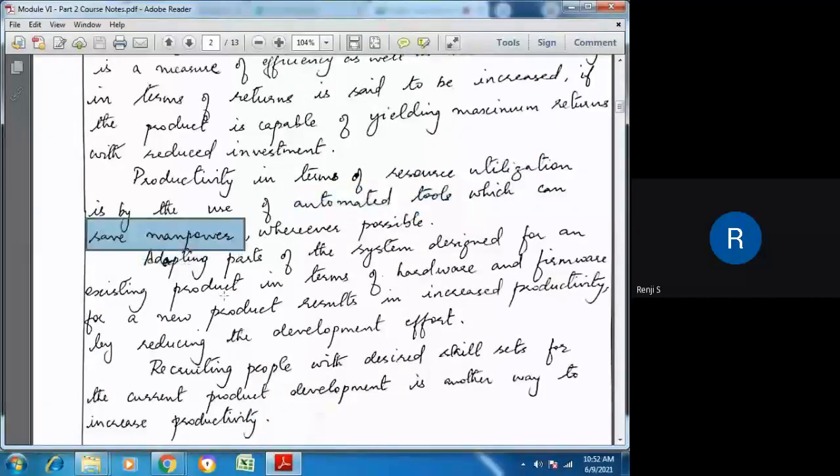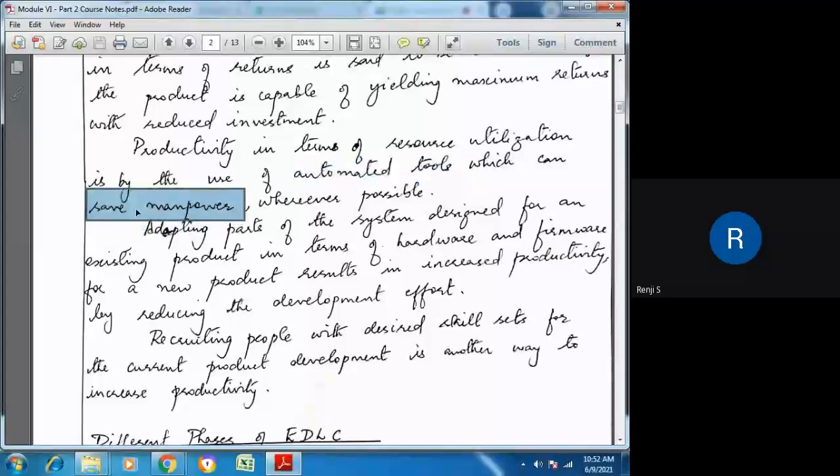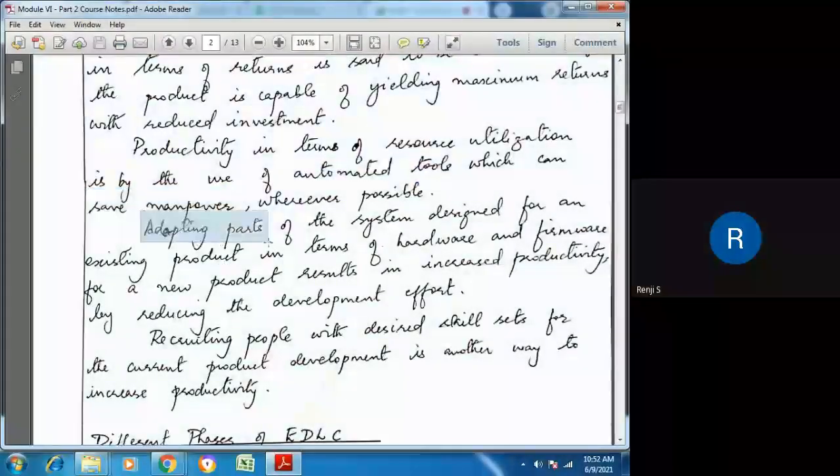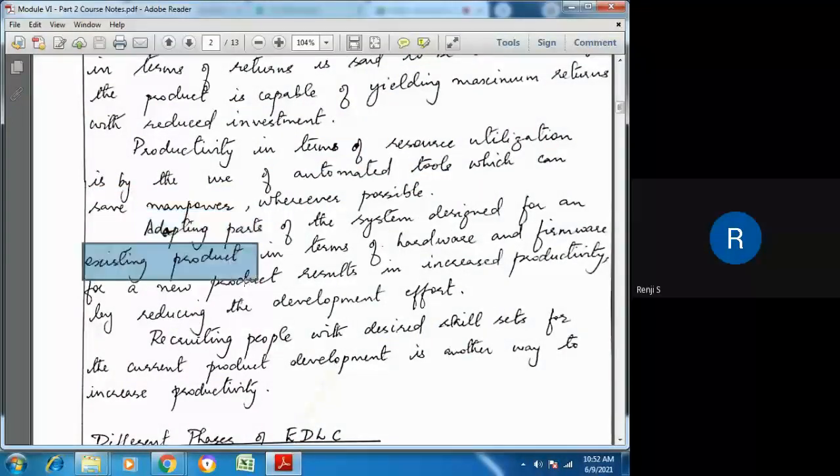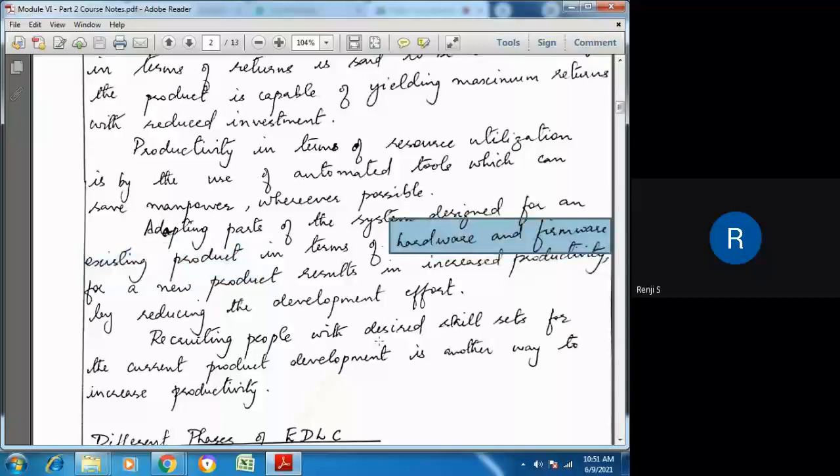This will increase productivity. Another way to increase productivity is to adapt parts of a system that is designed for an existing product. Instead of designing the part from the beginning, adopt some parts that have already been built. Existing hardware can be reused, or firmware which has already been written for some other product, if it is similar to the new product. This will reduce the development time and effort.